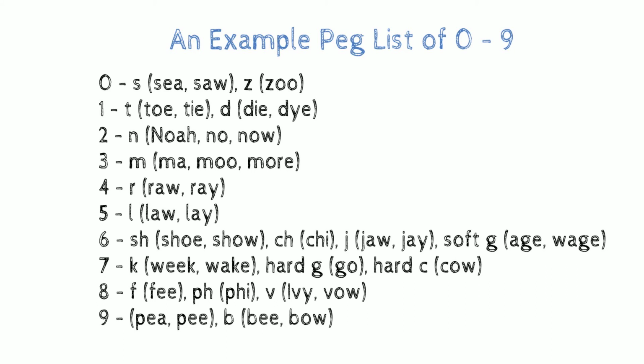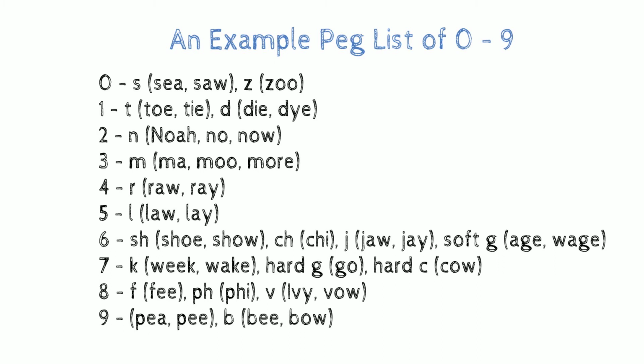For number 7, the consonant sound is K. So we have weak or wake for the letter K, a hard G like go or get. The hard G is prominent, or a soft C like cow or cook. But think of cow, because for number 7, we only want one single K sound. So we think of cow.